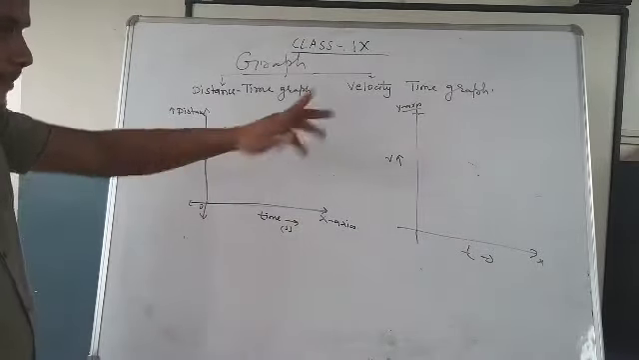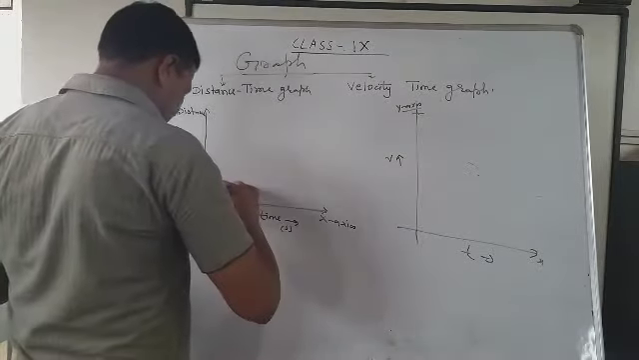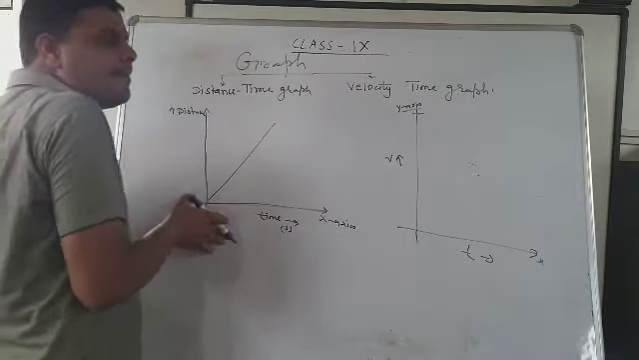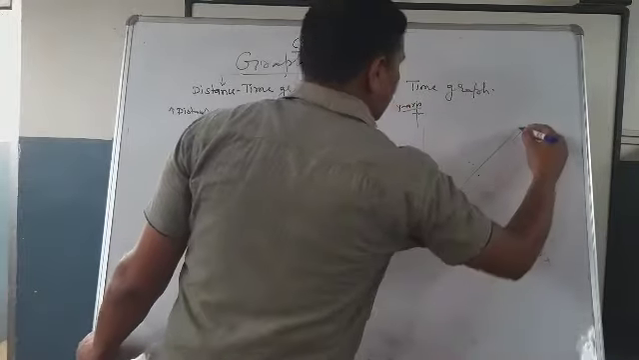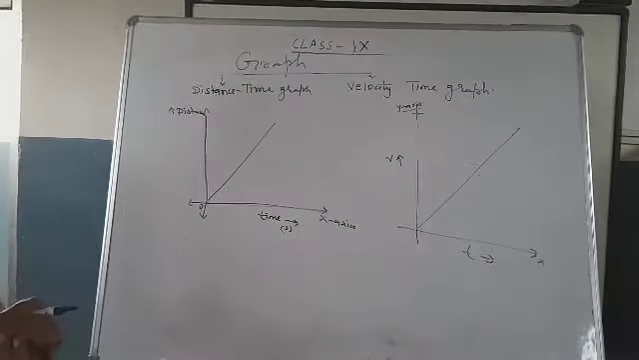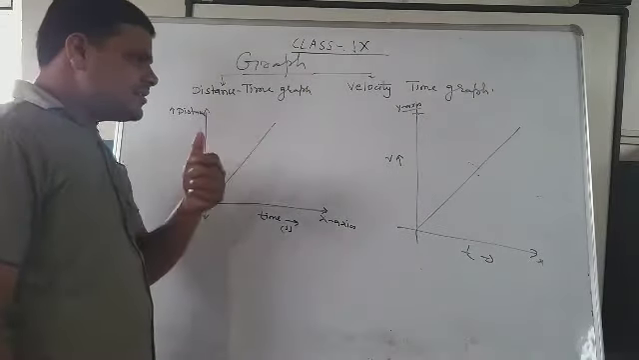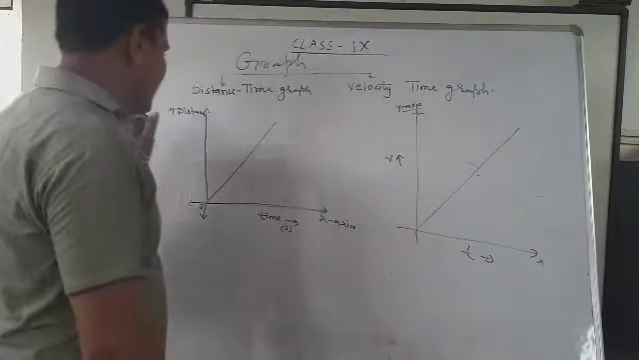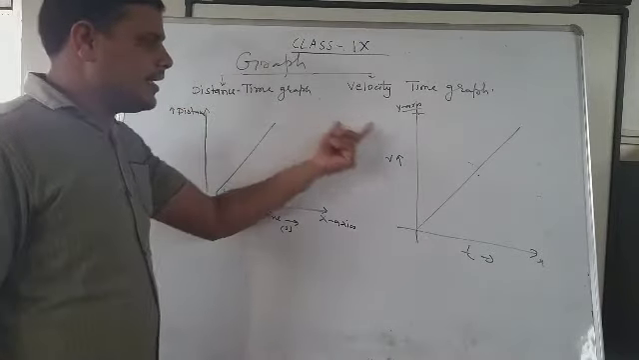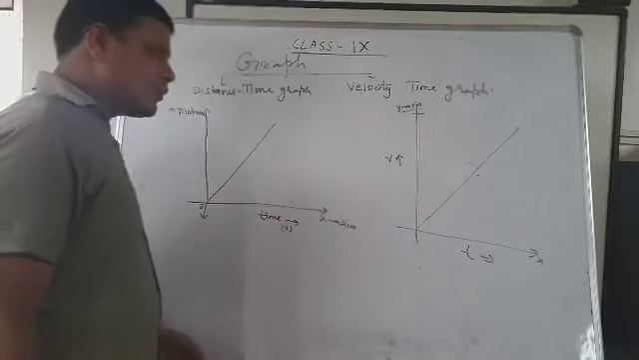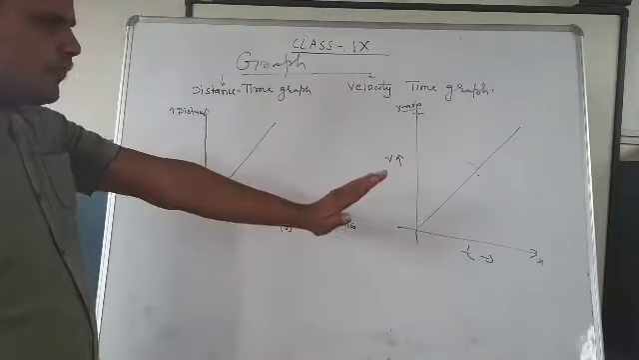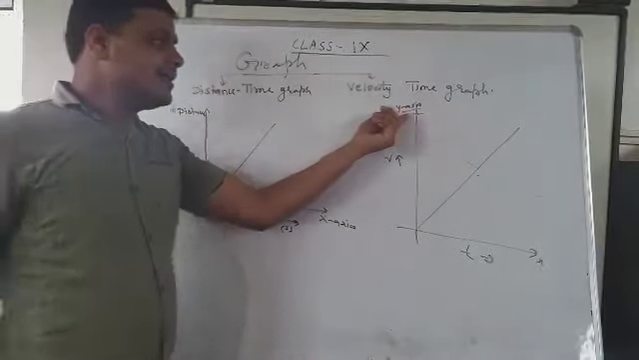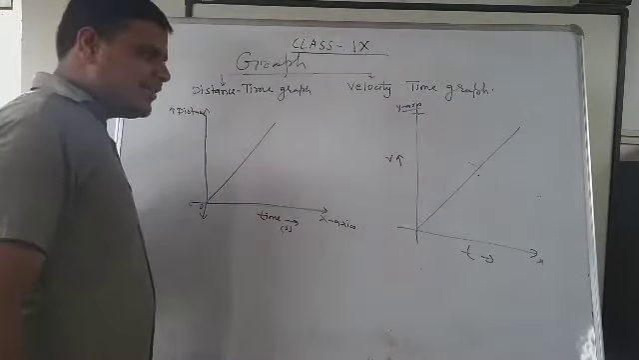Now, suppose we take a straight line in the distance time graph and the same straight line in the velocity time graph. The straight line is the same, time is the same, but what is the difference? The difference is about the distance and the velocity. Now the question arises: these two figures look the same, but here it is distance, here it is velocity. So what is the difference?